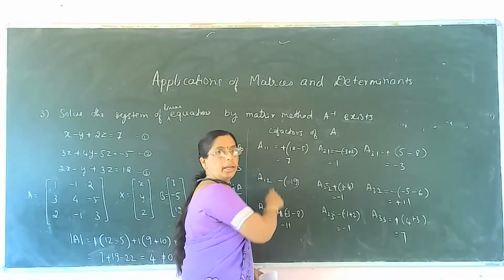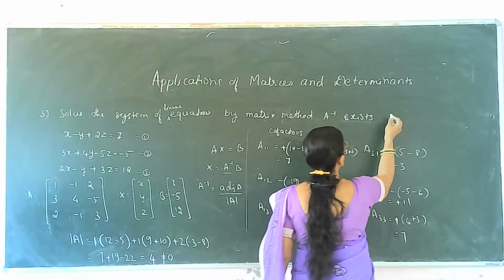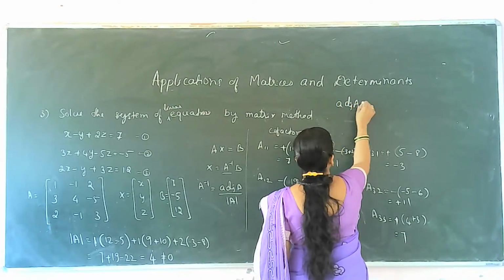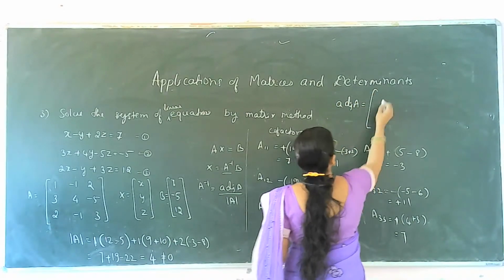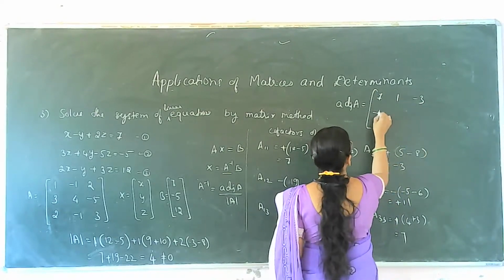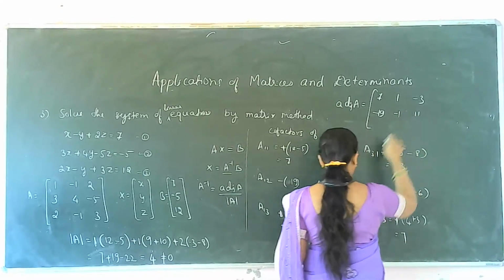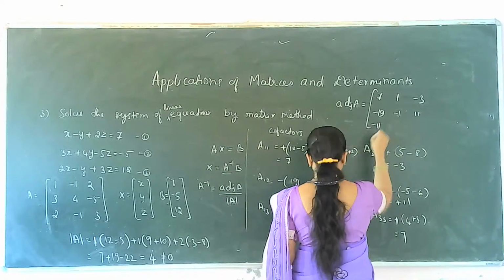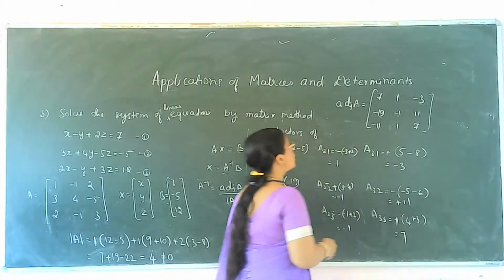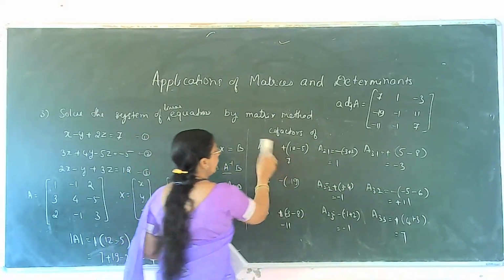A11, A12, A13 here. Therefore, transpose of this, we get adjoint of A is equal to 7, 1, minus 3, minus 19, minus 1, plus 11, minus 11, minus 1, and plus 7. It's the adjoint of A.